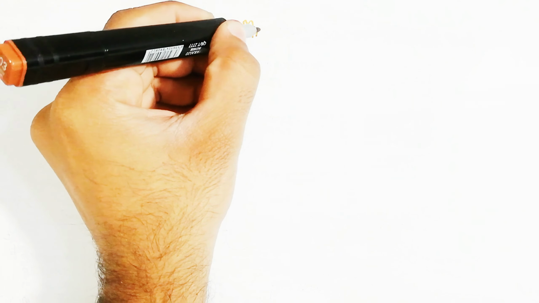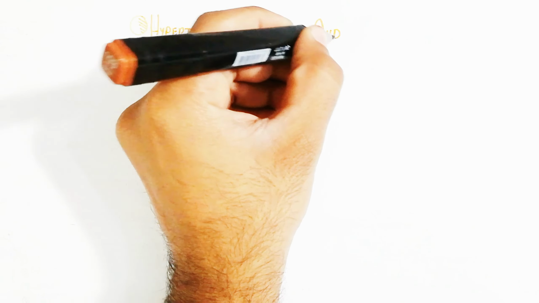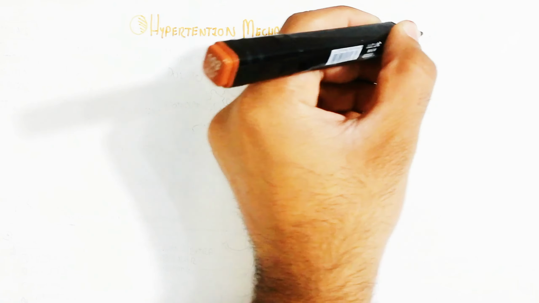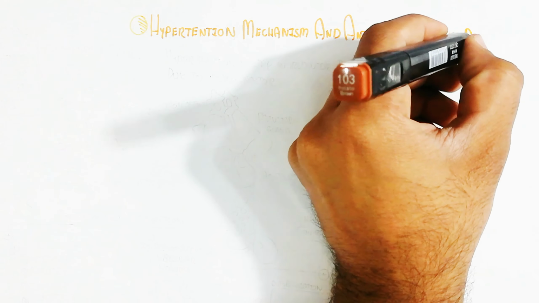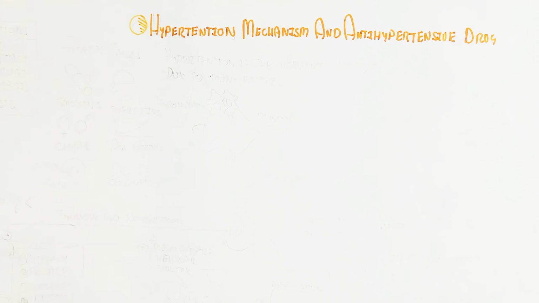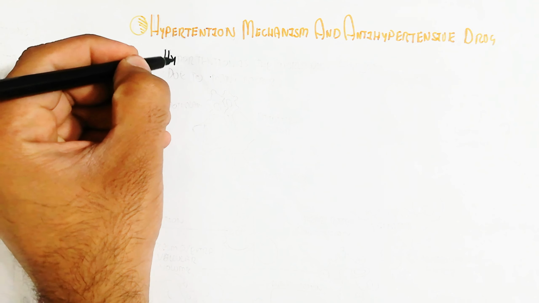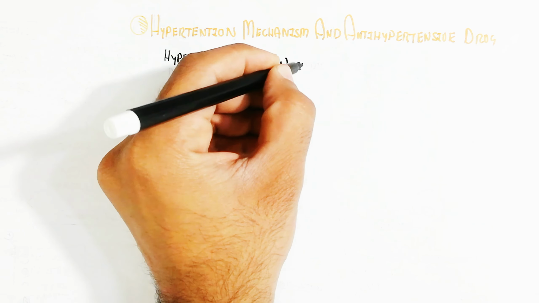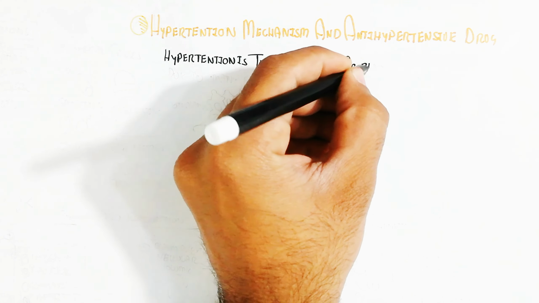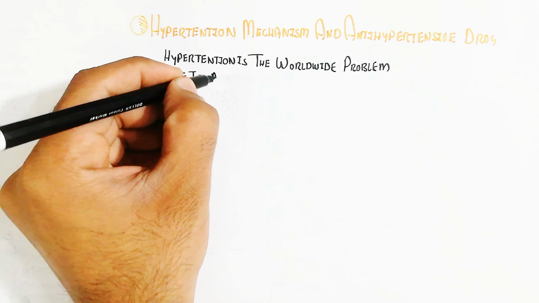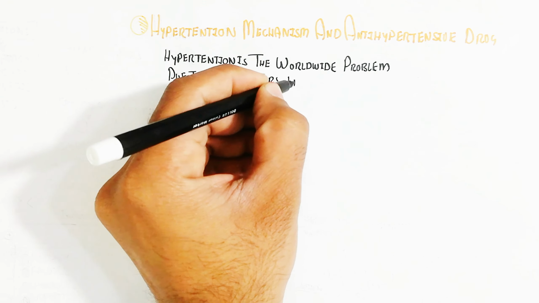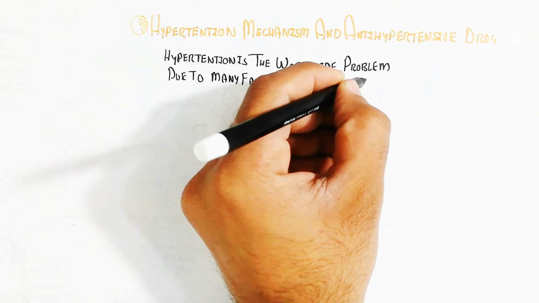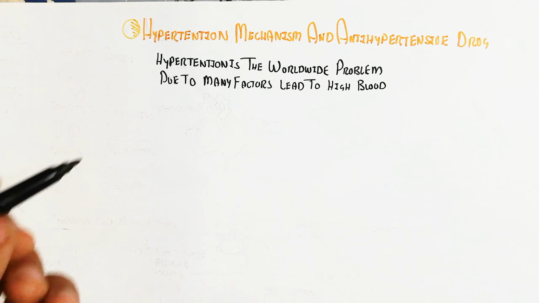We will understand it without the naming. So we will just understand, what is hypertension? Hypertension is a worldwide problem due to many factors, which lead to high blood pressure. The decrease of the volume of the blood vessel, or hardening of the blood vessel, will lead to an increase in blood pressure.